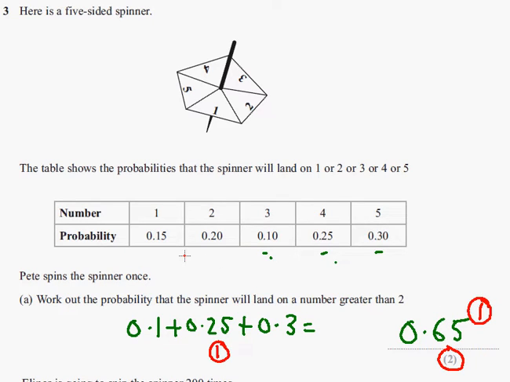Now you could have also added up the probability of 1 and 2, so that would have been 0.35, but you have to take that away from 1. Okay, as if you found the probability of 1, 2, 3, 4 and 5, that would add up to 1. Okay, and that's it.